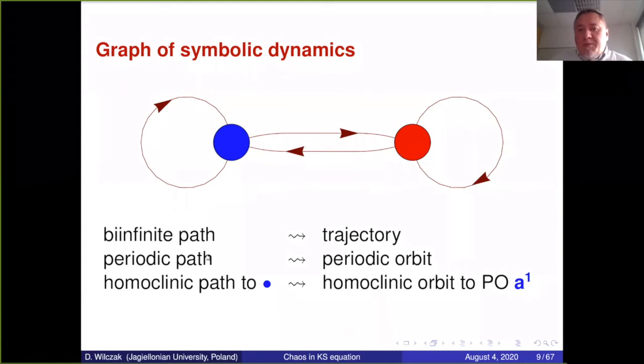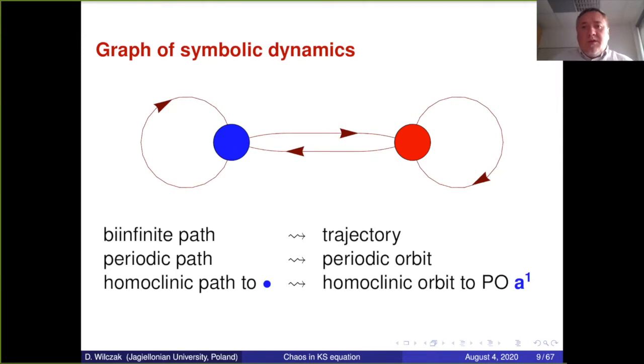If we choose a periodic path on this graph, then we can find a periodic solution to the original system. And every homoclinic path to the blue dot corresponds to a homoclinic solution to the blue orbit. Okay, so we see that there is a countable infinity of homoclinic orbits, and they have different shapes.